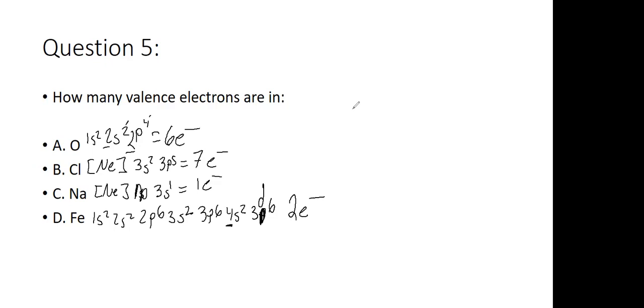It'll be the case for neutral iron, yes. But generally, how do you find them again? You just pick the highest energy shell and count how many electrons there are. Yep. So for iron, the highest energy shell is the 4 energy level. So that's 4s2.